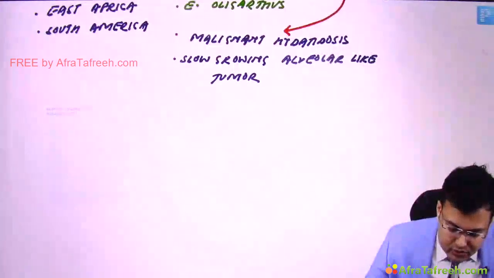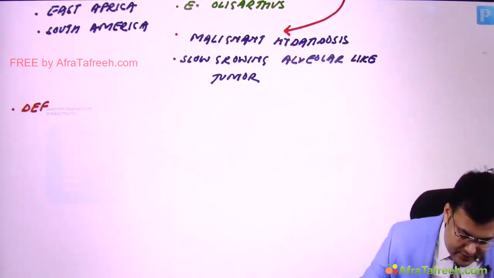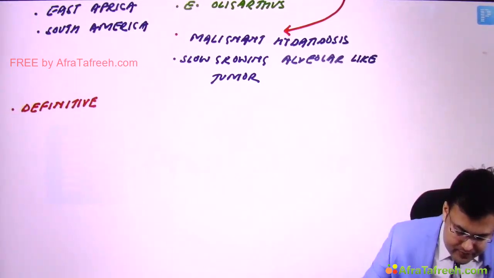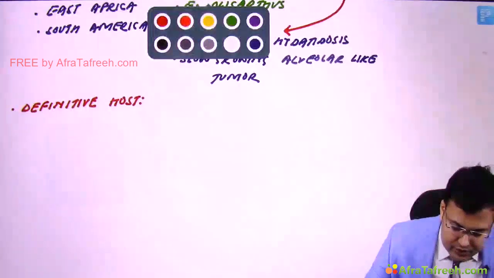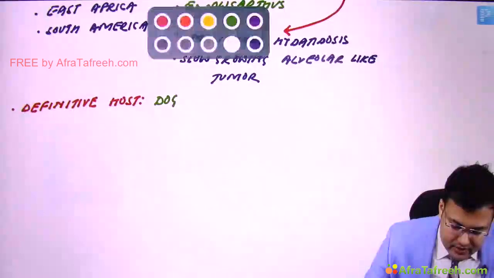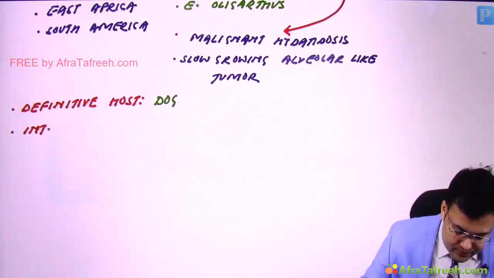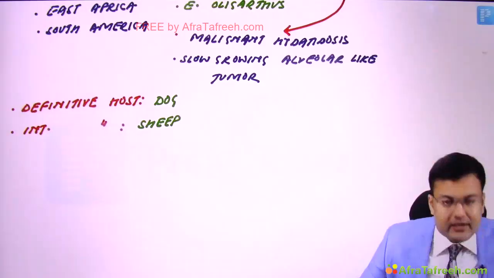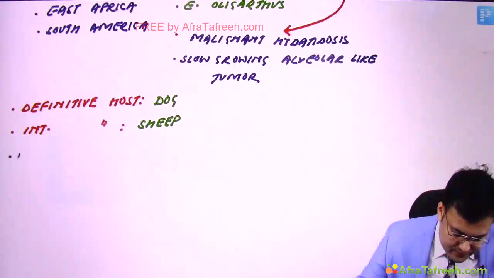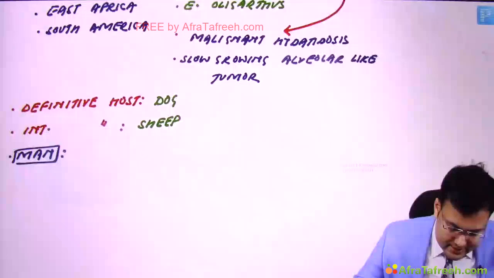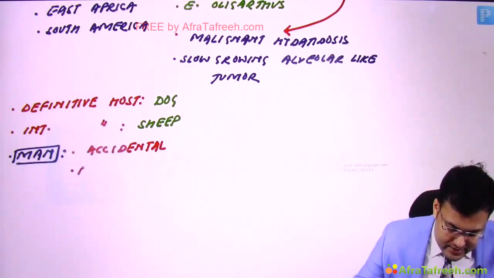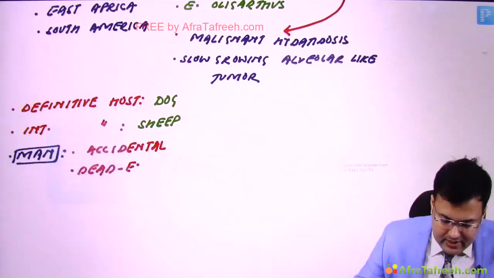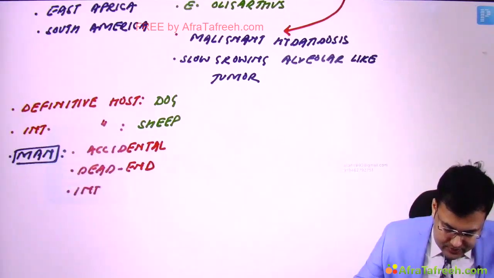So the questions related to host. What is the definitive host? Definitive host, it's dog. Intermediate host is the sheep, and the question is asked related to man. So man is accidental, dead end, accidental, dead end, intermediate host.